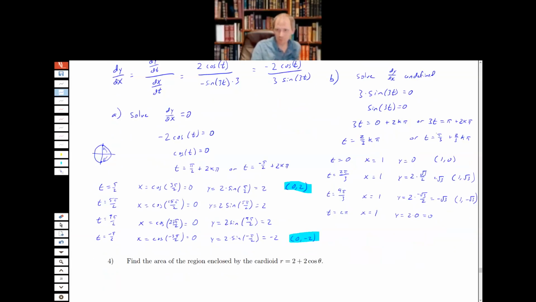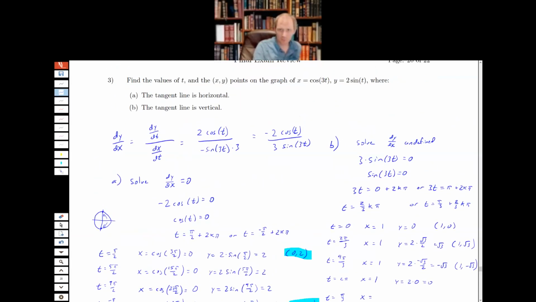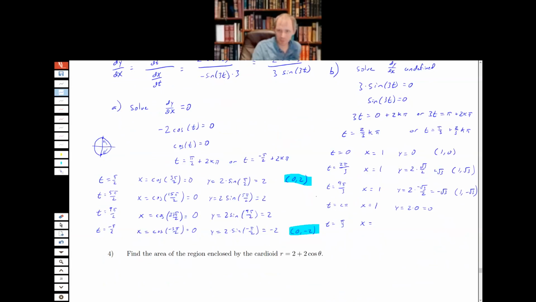Now let's look at pi over 3 plus 2k pi. So when k is 0, I'll get pi over 3. When I multiply by 3, I'll have pi. Cosine of pi, I remember we just have cosine of 3t. So cosine of pi is negative 1.